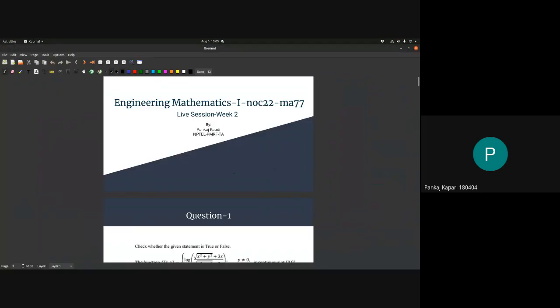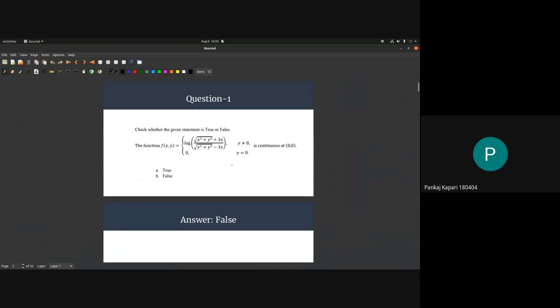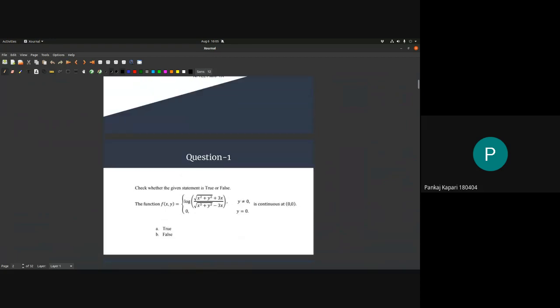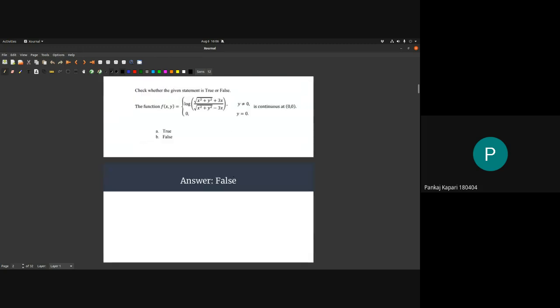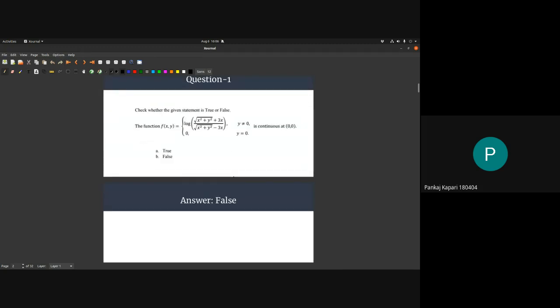Okay. So I'll just start with the first problem. In this first problem, a function of two variables is given, and you have to check if this function is continuous or not at 0, 0. So you have two options. We know that this function is either continuous at 0, 0 or not, and you have to choose the correct answer. So it is either false or true. The answer to this problem is false. The function is not continuous at 0, 0, and we'll see why it's not continuous at 0, 0.